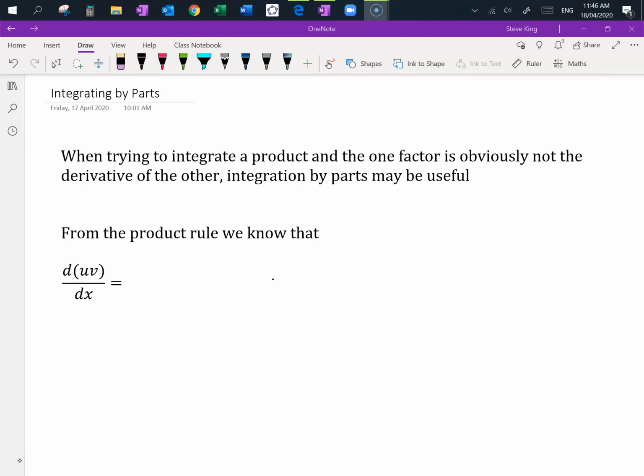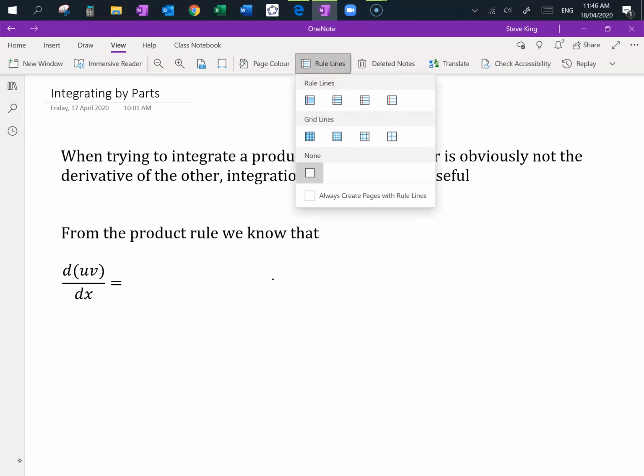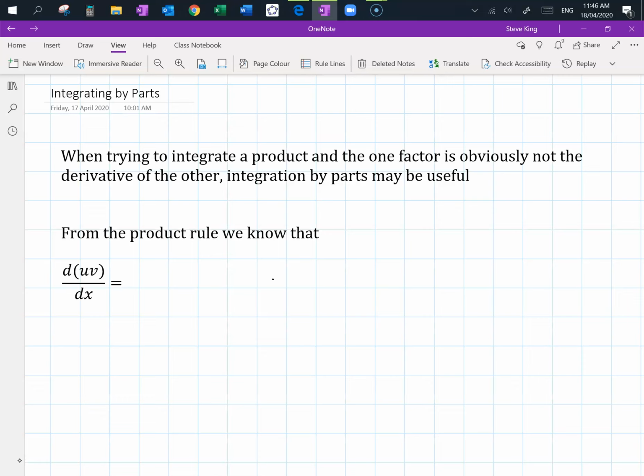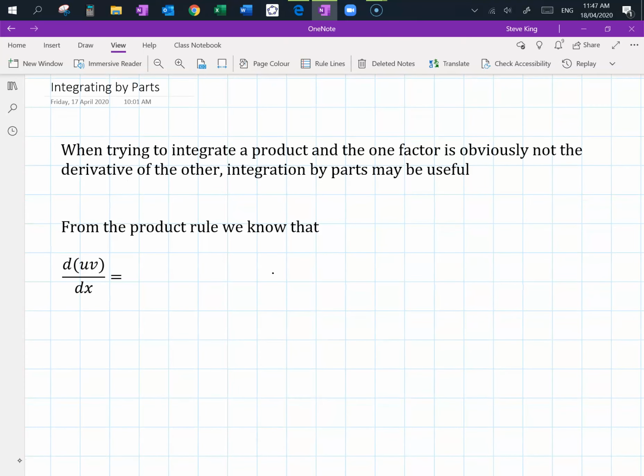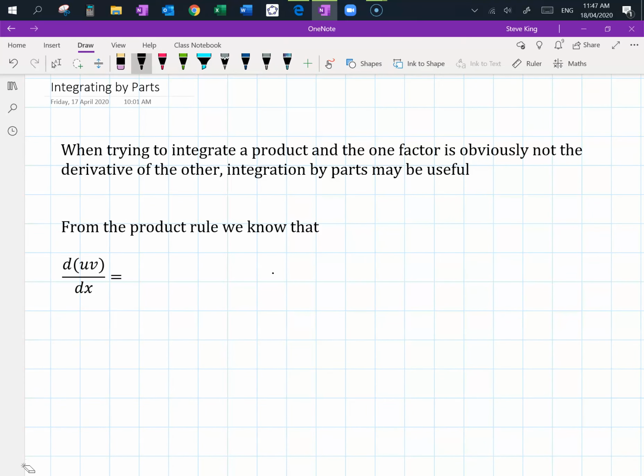Right, so from work we've done earlier, you will know that the product rule looks something like this. The derivative of the product uv over dx is going to be u times dv dx plus v times du dx.